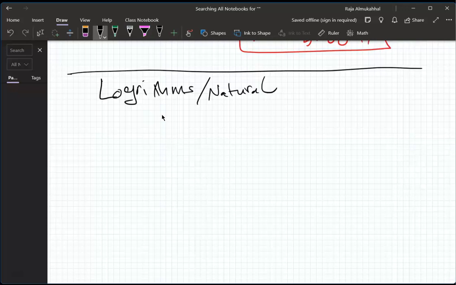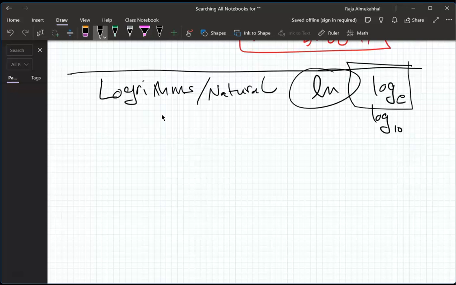Natural logarithm is basically ln, right? Which is basically log to the base e. And logarithms, without the word natural, is log to the base 10, okay? Both are fine, but the one that we use more often is the natural log, okay? So I'm going to be concentrating on the natural log.